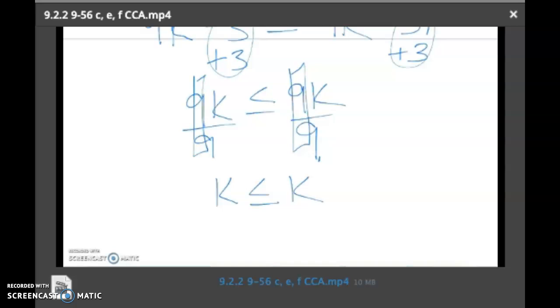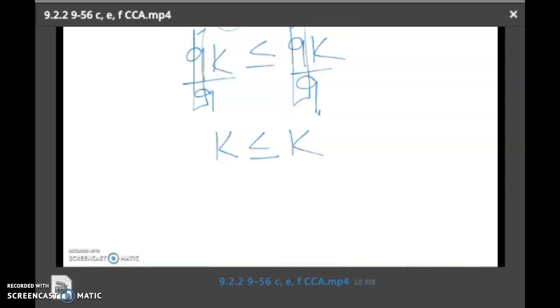So we need to figure out now what values we can substitute in for K to get the left side less than or equal to the right side. So let's just pick a number. How about 3? So if I replace the K's with 3, I get 3 is less than or equal to 3. And so we have to decide if that's a true statement. 3 is not less than 3, but it is equal to 3. So this is true. 3 is less than or equal to 3. It's true because they're equal.